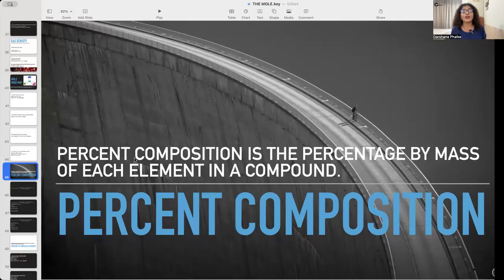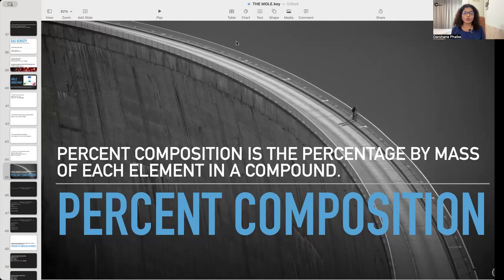Next video in the mole concept series, and this is dedicated to the percentage composition. We are also going to look at the percent composition of hydrates. Hydrates are crystalline substances which have water of crystallization. They are also called hydrated crystals.